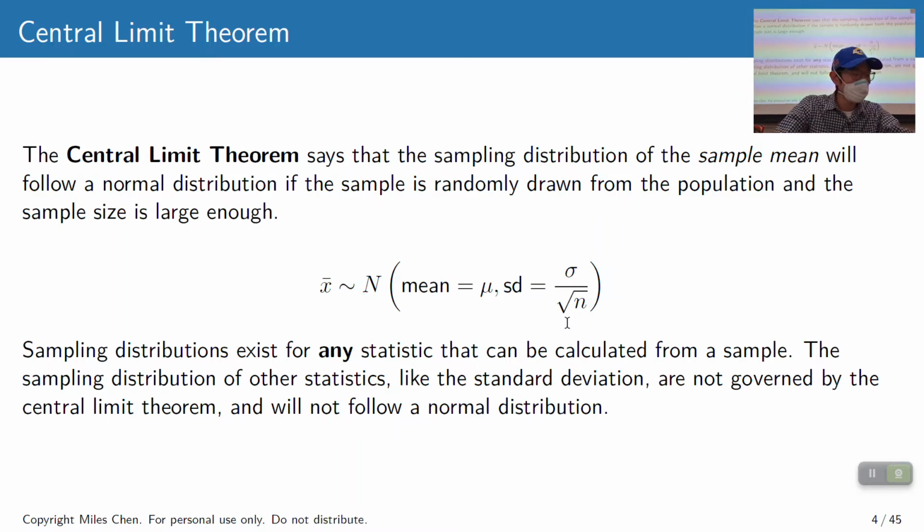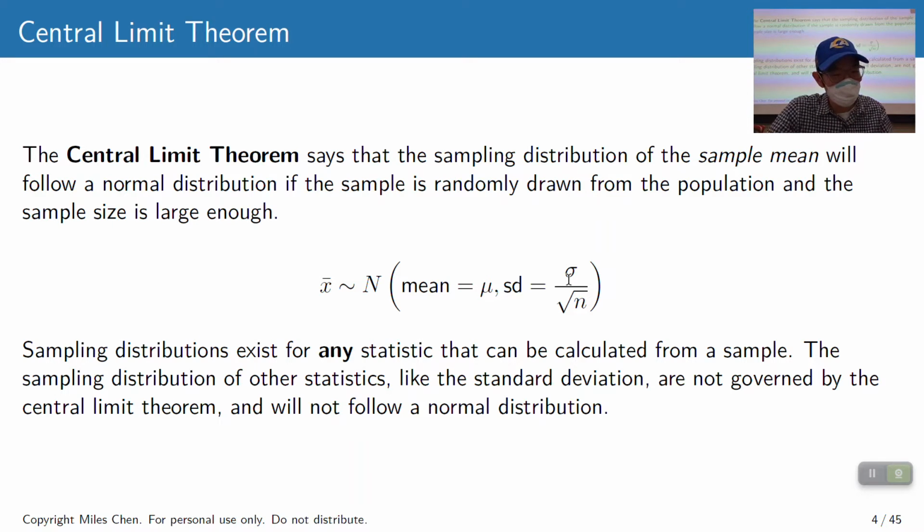In Stats 10, or your intro stats class, AP stats, whatever it was, you had the central limit theorem. And the central limit theorem says, anytime you're dealing with the sample mean, it's going to follow the normal distribution as long as your sample is random and as long as your sample is large enough. And so we have X bar comes from a normal distribution where the mean is mu, same as your population mean. Standard deviation is sigma over the square root of n.